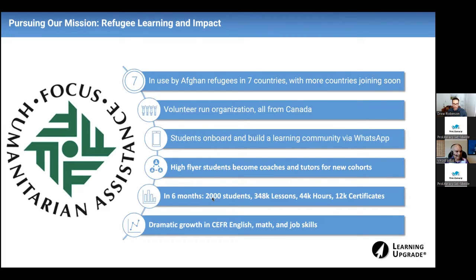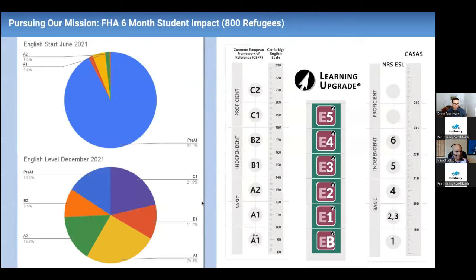So here we started out, we wanted to have a pilot of about 100 students, but when we sent out that first video in Dari on WhatsApp, we ended up getting 800 in the first month. And then after 6 months, we were up to 2,000. And now we're serving over 5,000 students with this one program. And what was really incredible is not just the 44,000 hours, but the 12,000 certificates. Those are full Learning Upgrade courses, which cover a full grade level of academic content.